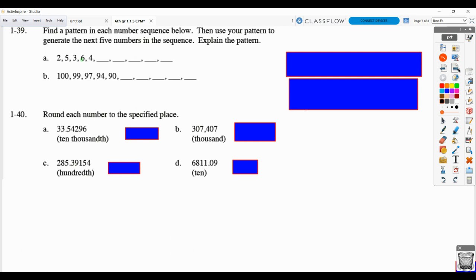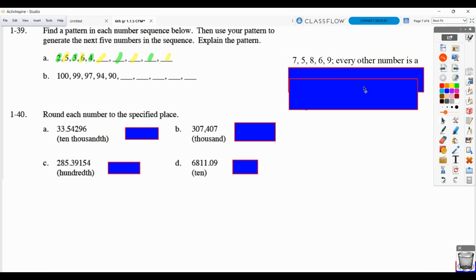Here you have to find the pattern in the number. Use your pattern to generate the next 5 numbers in the sequence. Now for this first one, they look at it as 2, and then every other, this is 3, every other, this is 4, this one would be 5, this one would be 6, and that you have the same thing every other here, 5, 6, 7, 8, and 9.